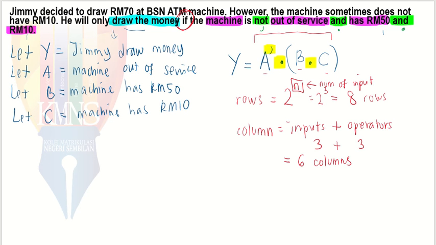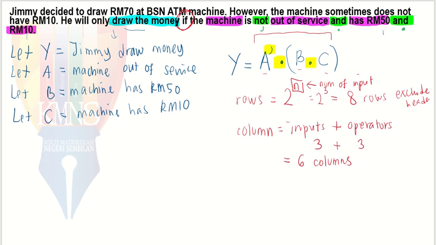Okay, so now you will construct your table with 6 columns and 8 rows. This one excludes the header. If you include the header, you will have 9 rows. I guess this page we don't have enough space to do the truth table, so we can continue on the next one. So I just copy paste again the Y equal to A prime dot B dot C.